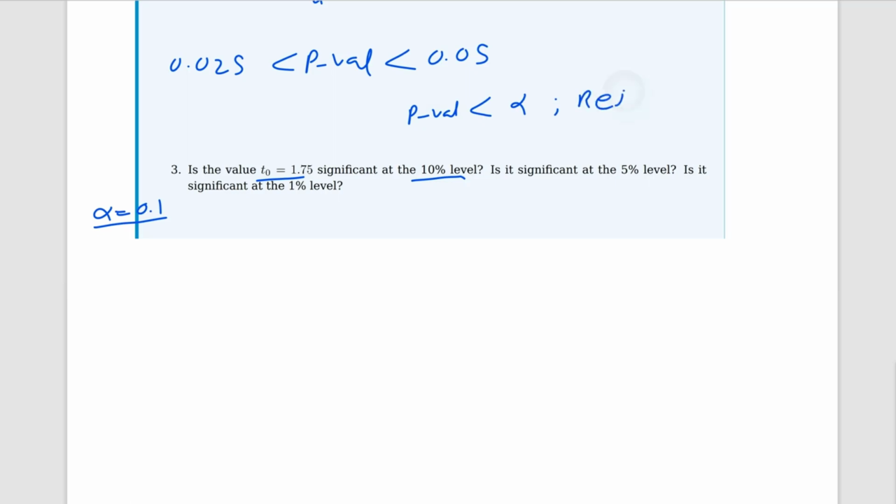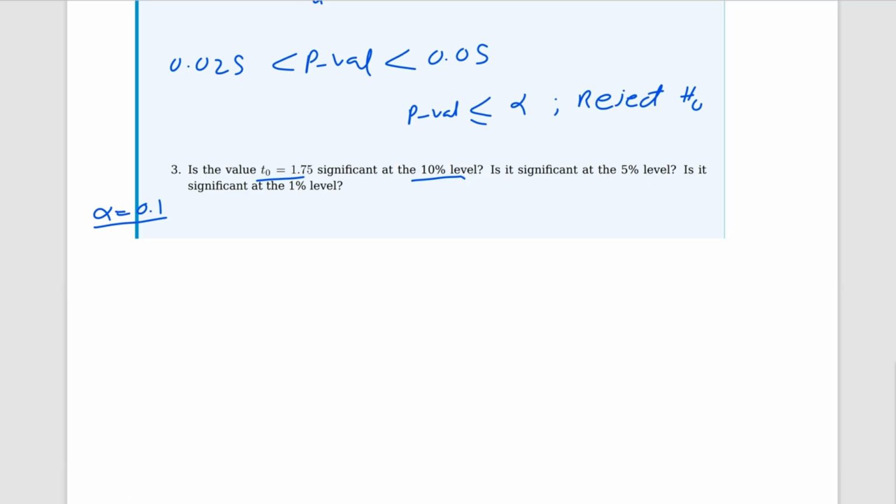Reject. Less than or equal, right? Reject H0. Reject H0. Understand? So, that is the condition for the conclusion, right? Here alpha equals 0.1.